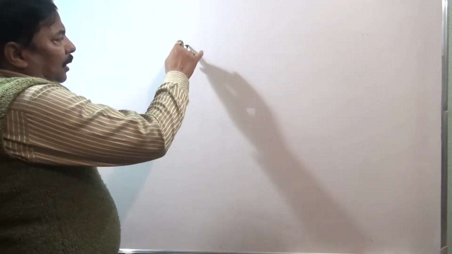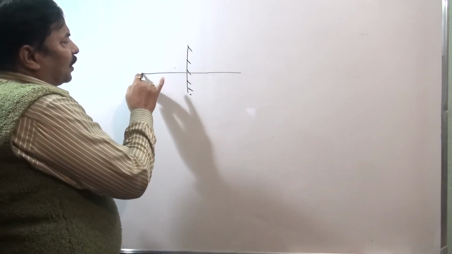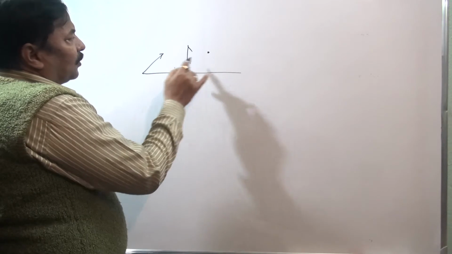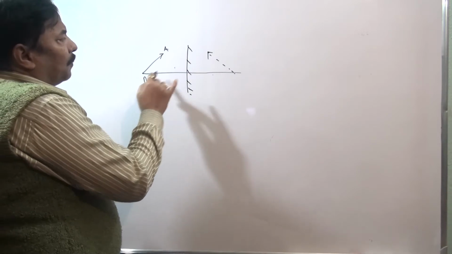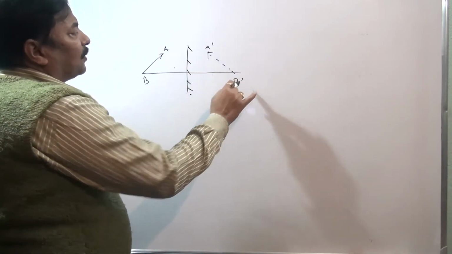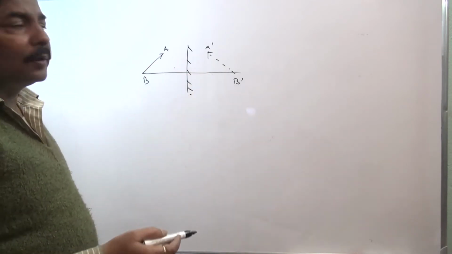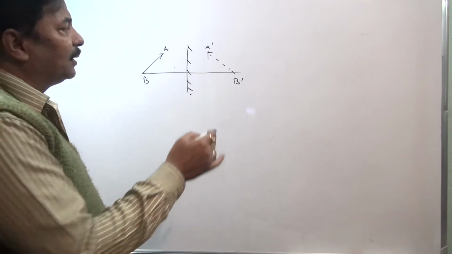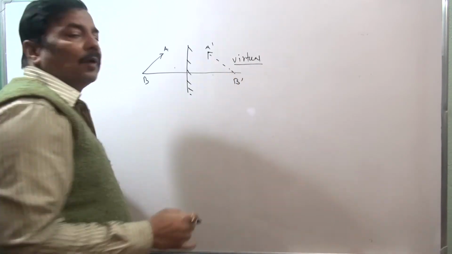Now we will try to understand the image formed by plane mirror. Here is the plane mirror, and if we keep an object here, then this point will have its image here at equal distance, and this point will have its image here. And in this way, if AB is the object, A dash B dash is the image formed. You should understand that object distance is equal to image distance in case of plane mirror. This image is virtual, so plane mirror forms a virtual image.